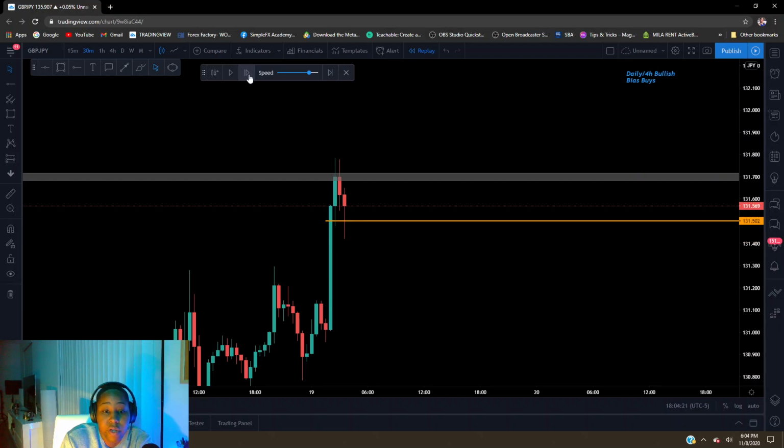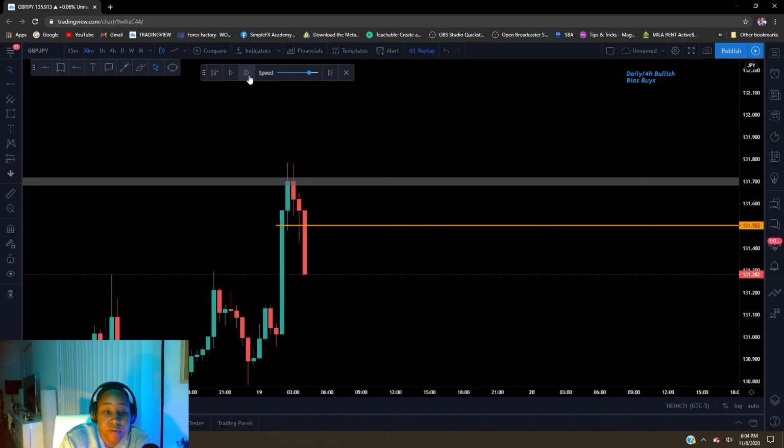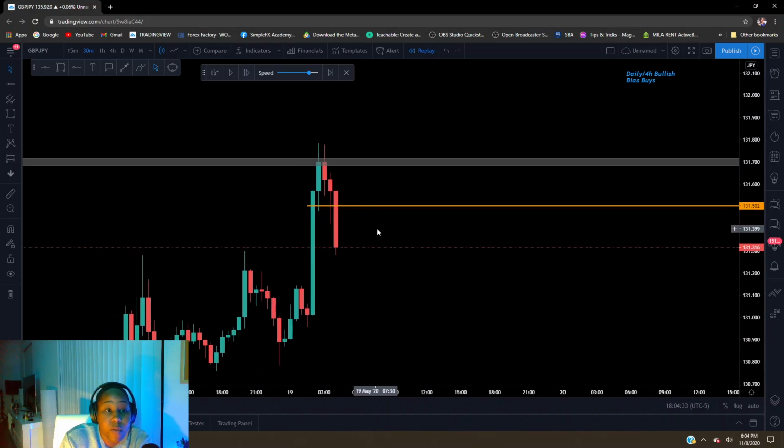Okay, we have a break, but a close above. It did not close below. It closed above my level. So still no trade at this point. Okay, we're still waiting. Let's see what the next candle does. Now we have a close below.